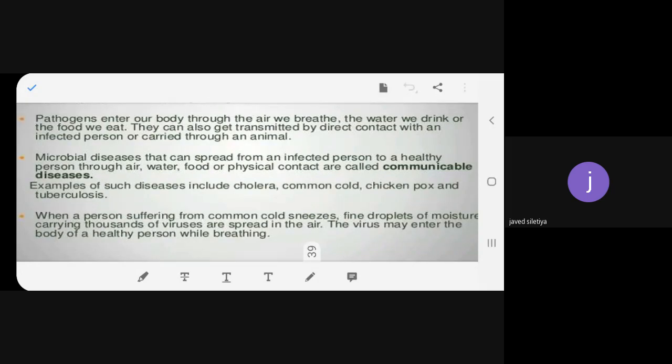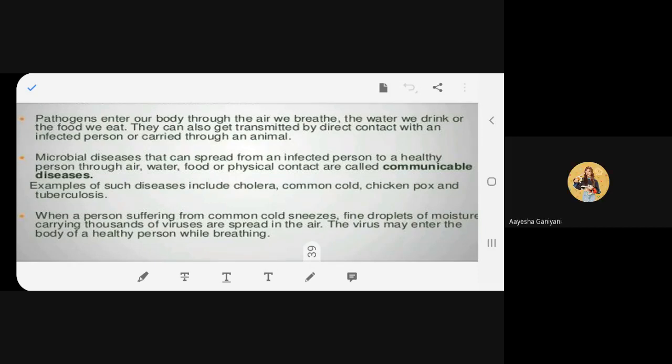These pathogens, the disease-carrying organisms, get entry into the body how? The air we breathe, through our nose; the water we drink, that is the mouth; or the food we eat, again the mouth. So these are the agents by which these pathogens get entry in our body. All of you agree? Yes, ma'am.